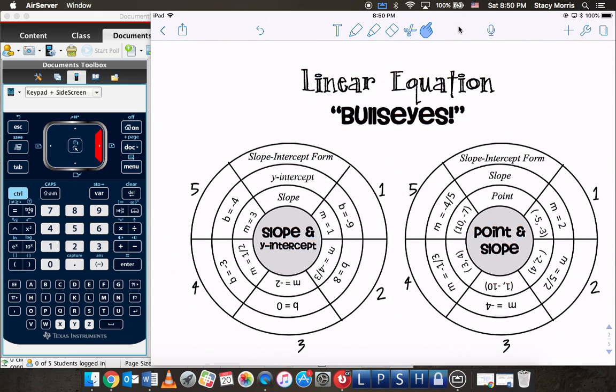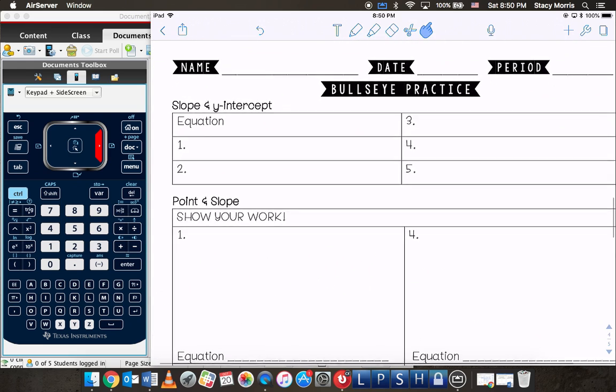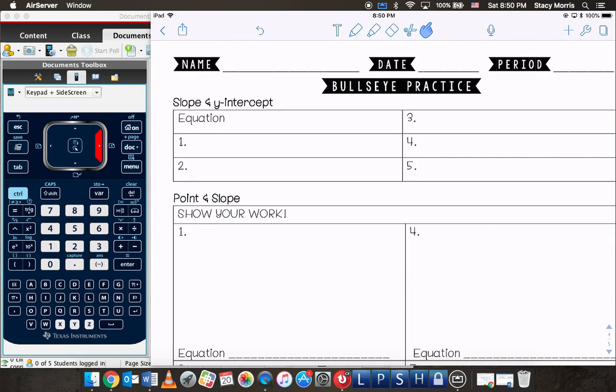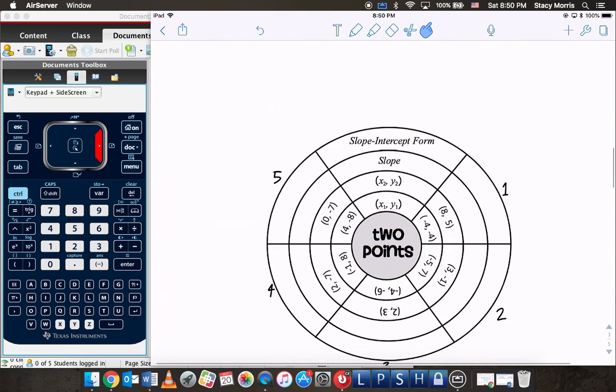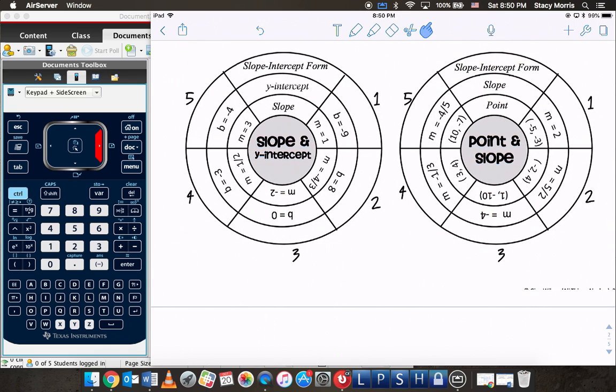All right, so the next thing we're going to look at is the linear equation bullseyes. This is what you're going to be doing in class today. So you have this page that actually has the bullseyes on it, and then you have the next page, which is where you're going to put your answers and your practice. So this paper is what you're turning in. The bullseyes you're actually going to end up putting in your journal on the next page. So you need to make sure you're filling in both.